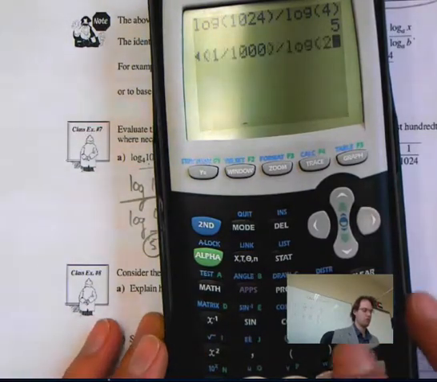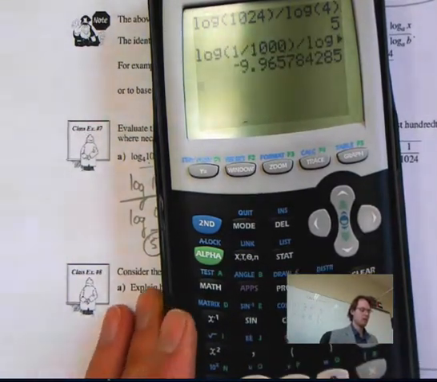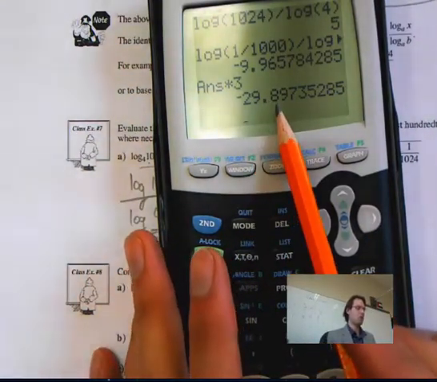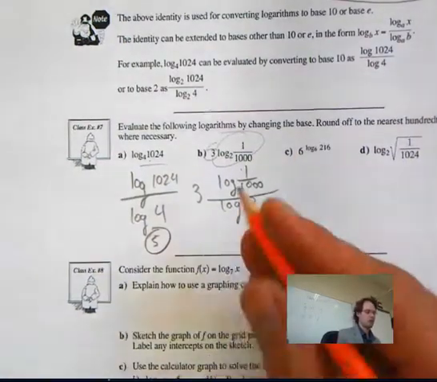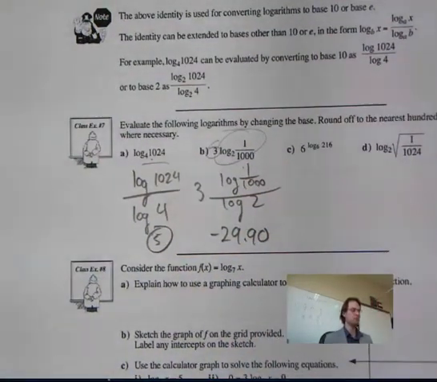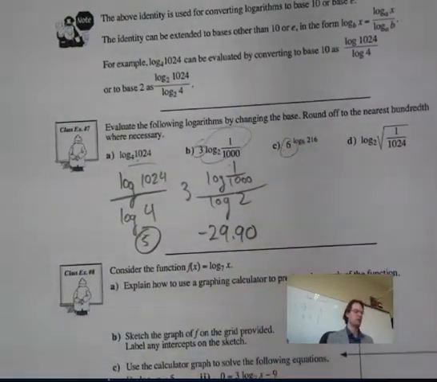And we have log 2. That gives us that, and we times that by 3. I'm going to get negative 29.90, because this is to the nearest 100. Okay? This one here is interesting.